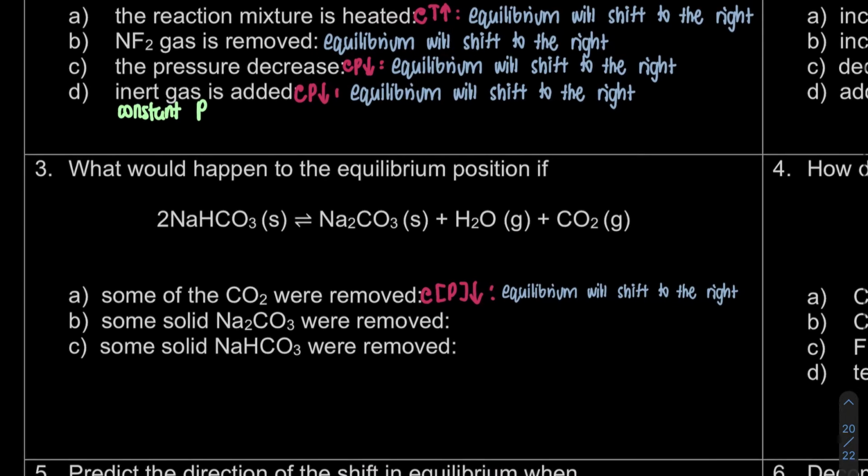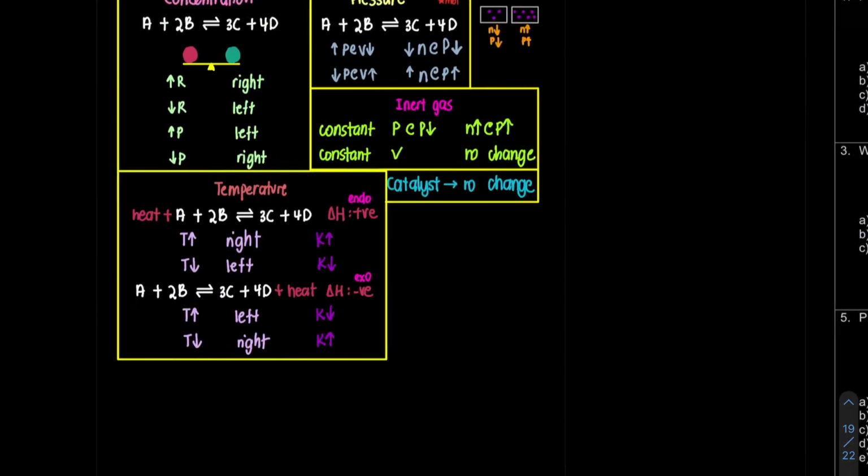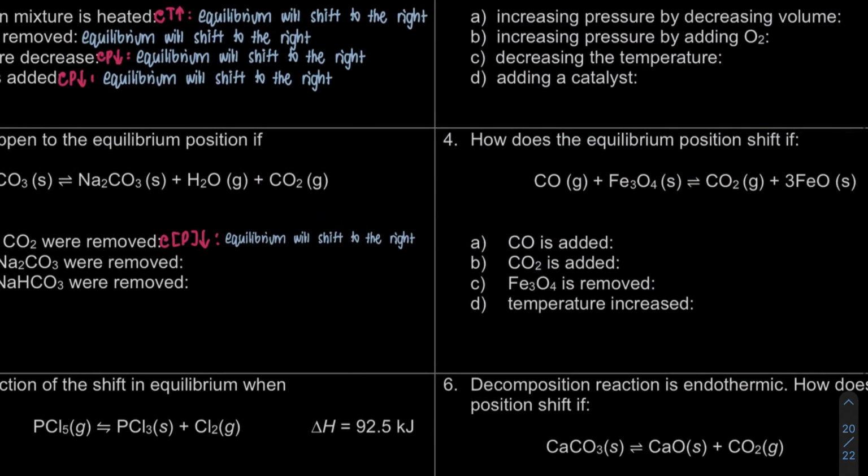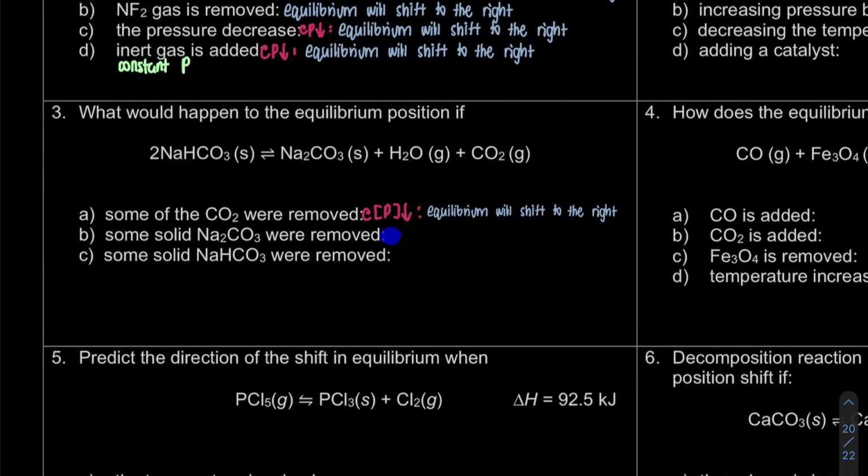Next is question B. Some solid Na2CO3 were removed. So dalam kes ni, okay, Na2CO3 is actually on our product side. Tapi dia adalah solid. So dekat sini, okay, again, dia concentration lah. Maksudnya dia change in terms of concentration. But concentration is actually gas dengan aq sahaja. Okay, ni adalah solid. So solid ni does not include lah. So dia tak, it will not change kita punya Q ke K ke, it will not change anything. Okay, so what will happen?